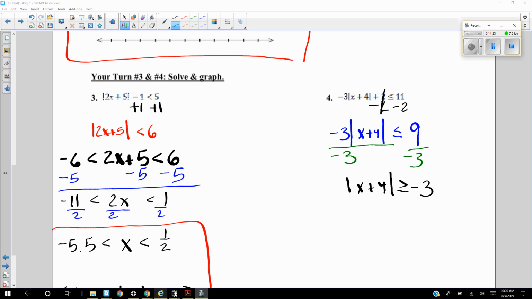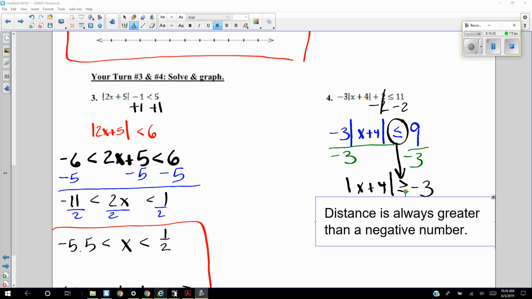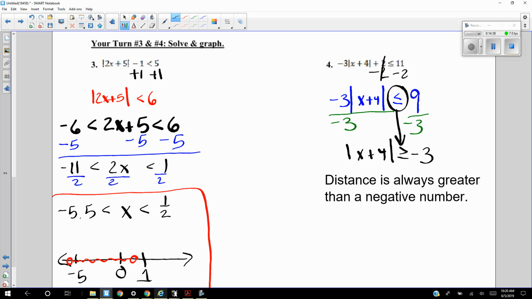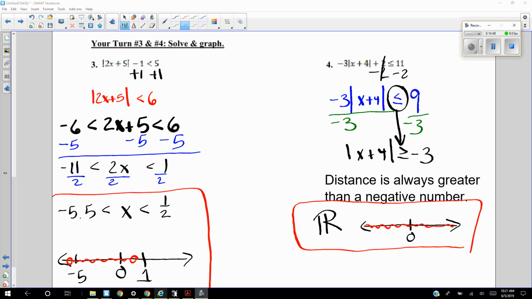So remember to flip the symbol. We divided by a negative number, so that symbol gets flipped around. And remember, distance is always greater than a negative number. So hopefully you caught that. The answer to this is all real numbers. This time I'm just going to use the symbol. And then don't forget to shade everything on your number line.